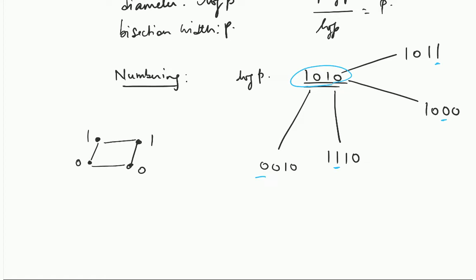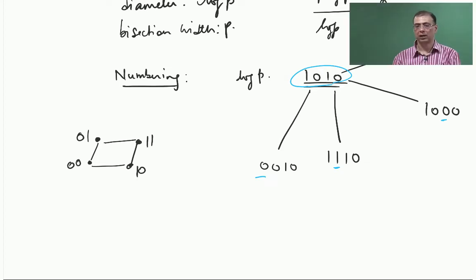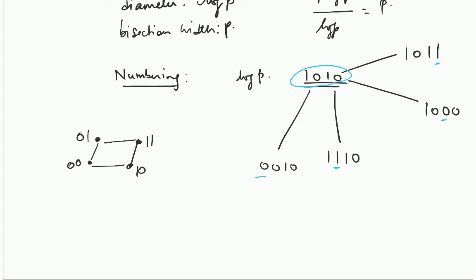I'm going to connect the nodes of the same index, and now I'm going to just append a 0 over here and a 1 over here. As simple as that. If I keep on doing this, I'm going to get a hypercube which satisfies this numbering property that I spoke about. Okay, let's see it one more step.